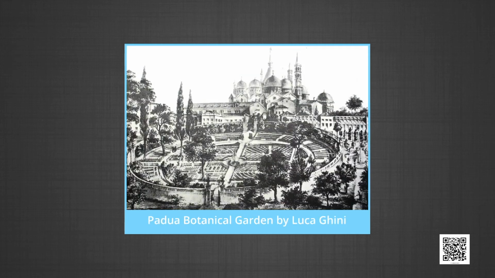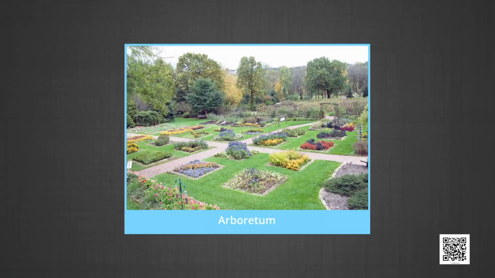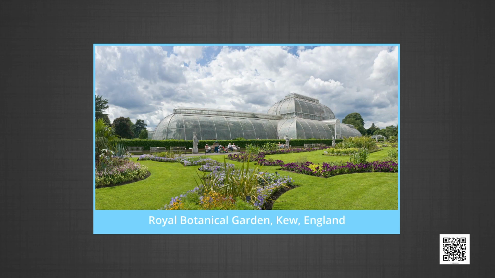The first modern botanical garden was established in 1544 in Pisa, Italy, by Luca Ghini, a professor of botany. This garden does not exist today. A botanical garden exclusively growing trees and shrubs is called an arboretum. The most famous botanical garden is the Royal Botanical Garden, Kew, England.